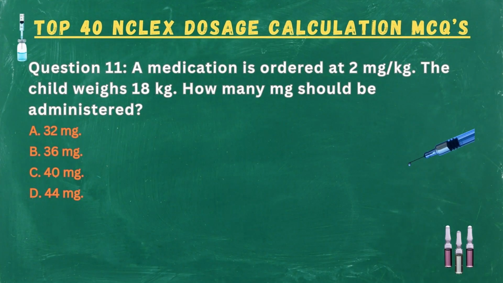Question 11. A medication is ordered at 2 milligrams per kilogram. The child weighs 18 kilograms. How many mg should be administered? A. 32 milligrams. B. 36 milligrams. C. 40 milligrams. D. 44 milligrams. Answer: B. 36 milligrams.